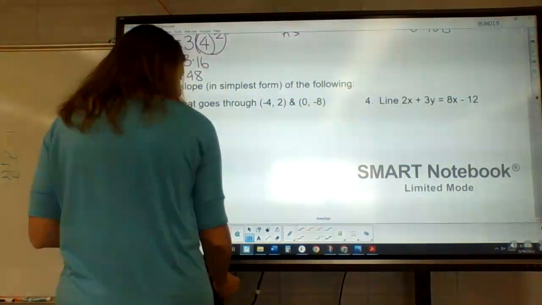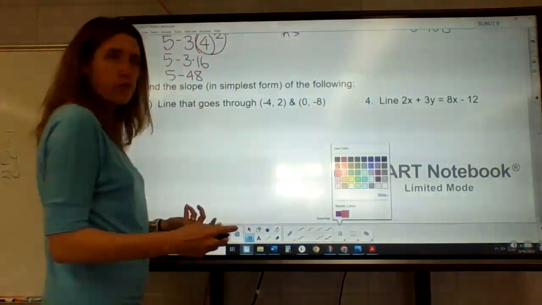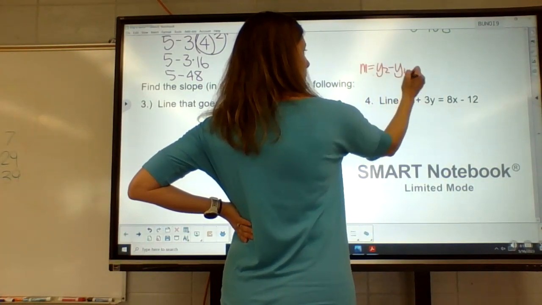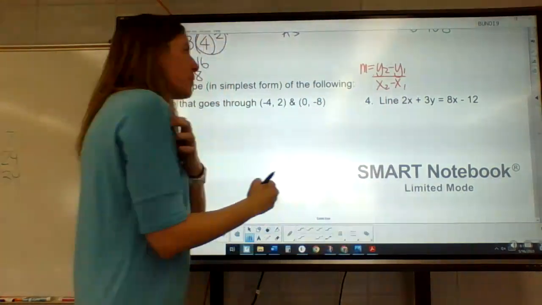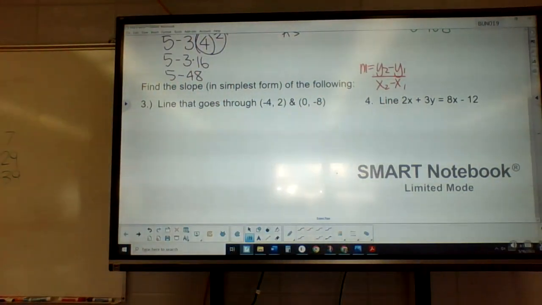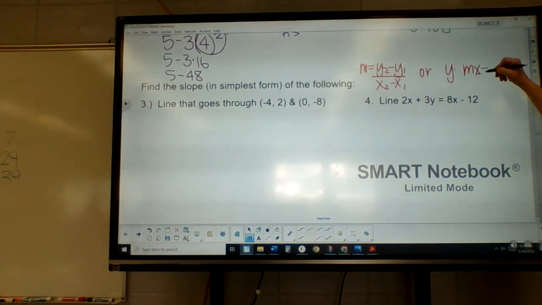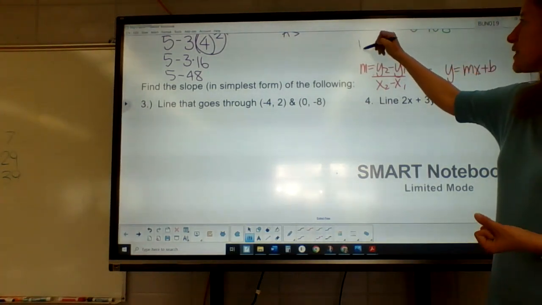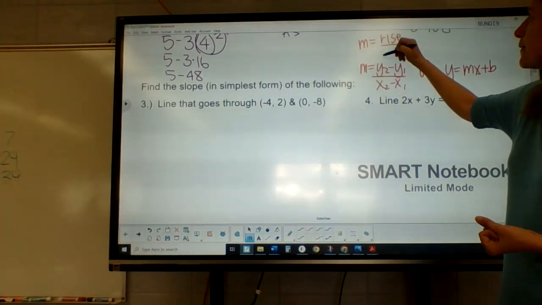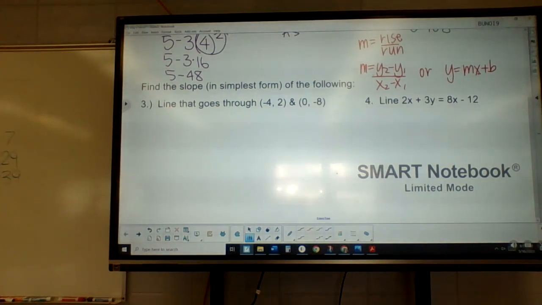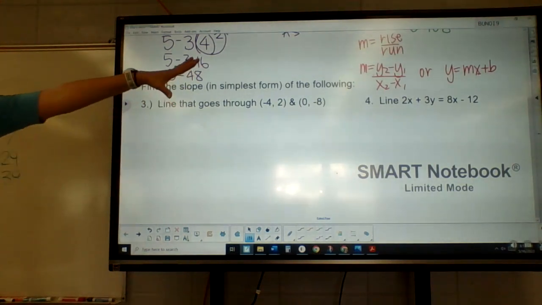So when we're talking about slope, we're talking about our slope formula. But we also could be talking about the equation, the m in that equation, y equals mx plus b. Or we could also be using rise over run. So all of these possibilities are ways for us to describe and understand slope. So our first one here, we're going to do our slope equation using the y2 minus y1.